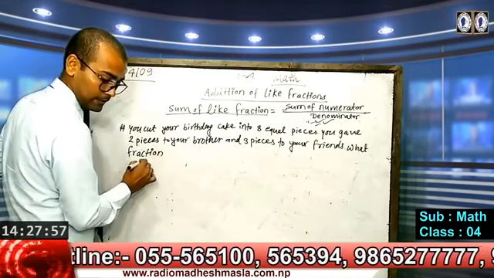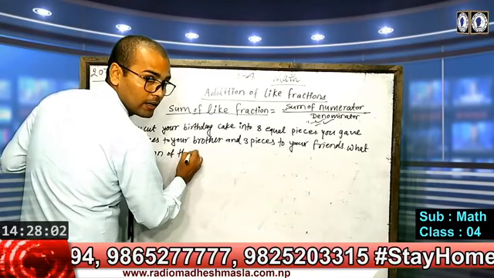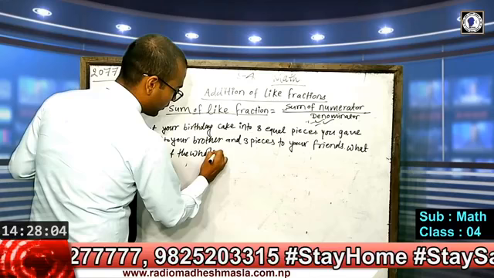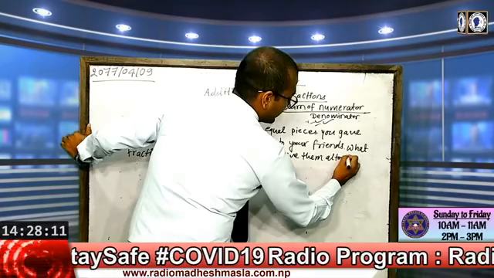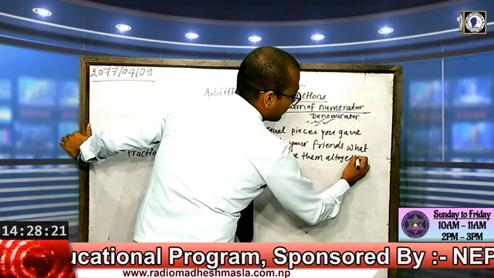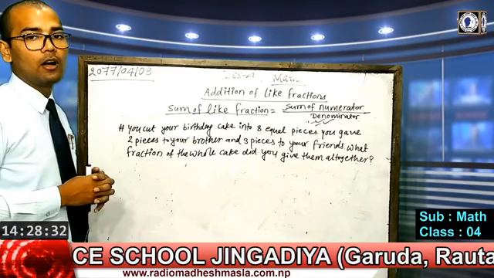What fraction of the whole cake did you give them all together? So here first we have to find the fractions, and you know how to find the fractions. For that we have to find the total number that is divided. So here the total number of pieces of the cake, we can write here like this.